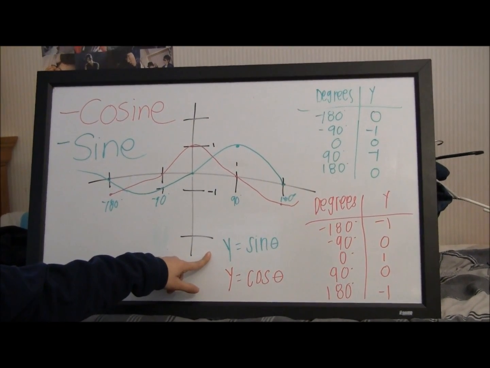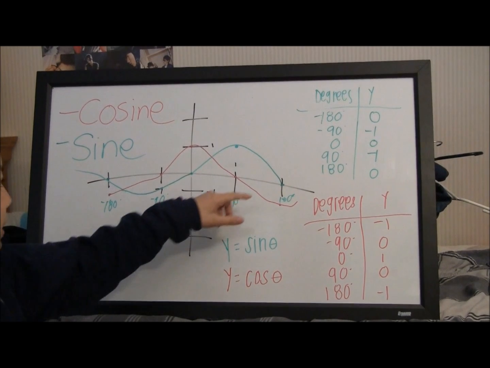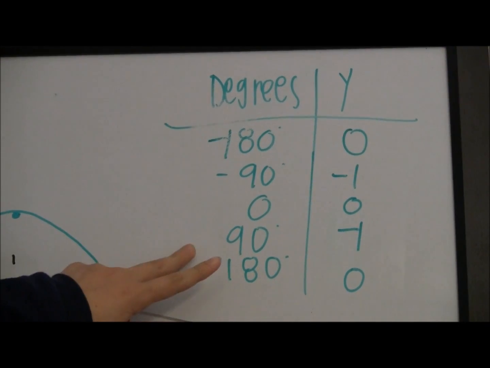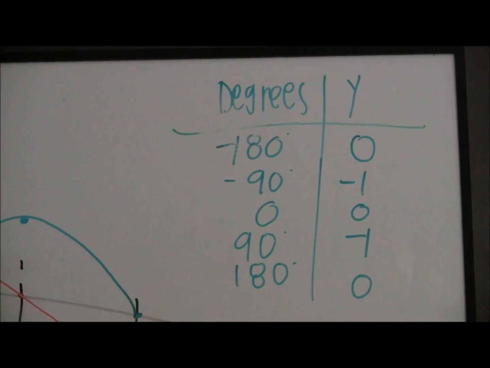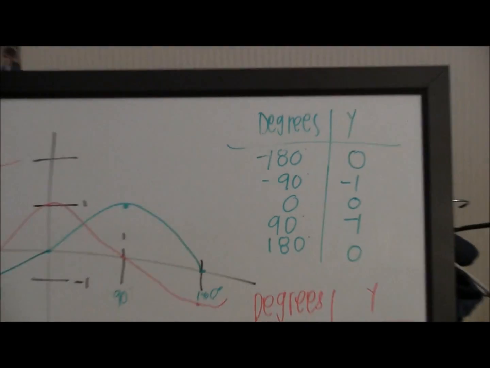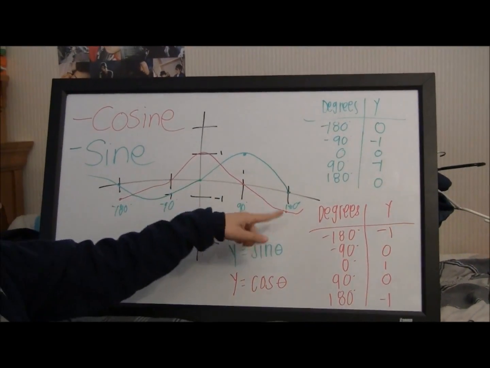So you make a table and you put negative 180 degrees, negative 90 degrees, 0 degrees, 90 degrees, and 180 degrees. You plug those in and you'll get 0, negative 1, 0, 1, 0. Then you just basically plot that on the graph here.